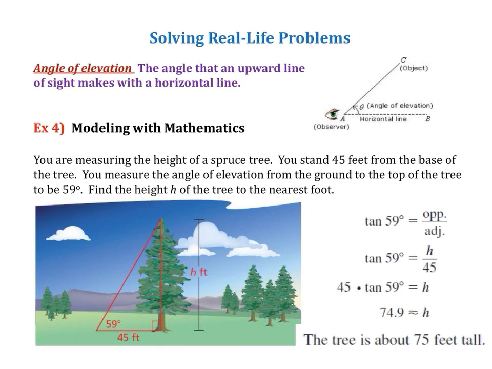So we know this is a tangent ratio, so tangent of 59, so the angle of elevation of 59 equals opposite divided by adjacent. So we fill in h divided by 45, multiply both sides by 45, and type this in your calculator. So 45, then tangent 59, hit enter, and you get 74.9 for the height. So the tree is about 75 feet tall.